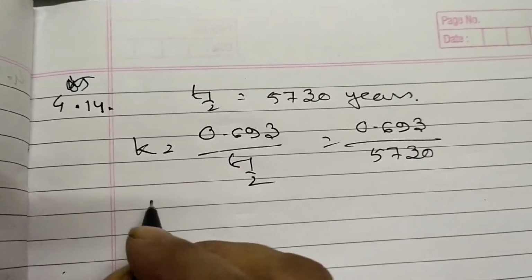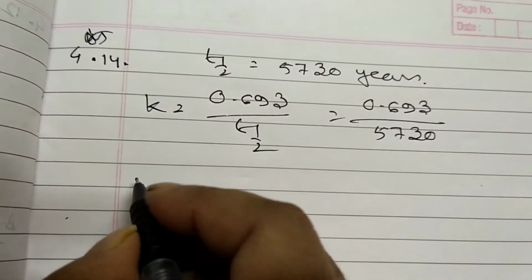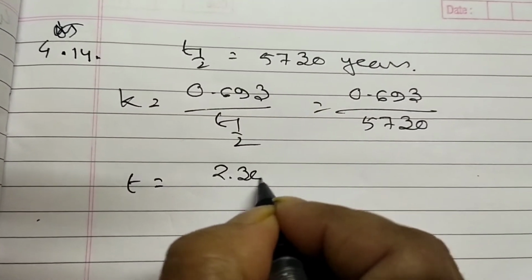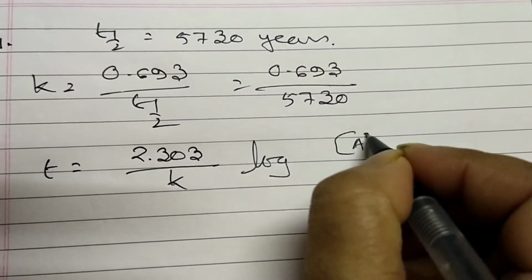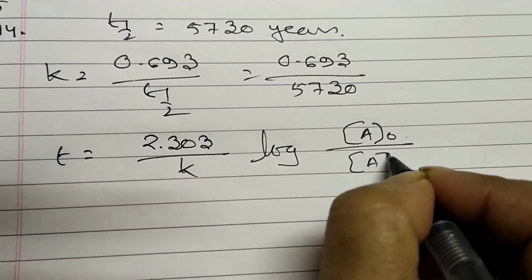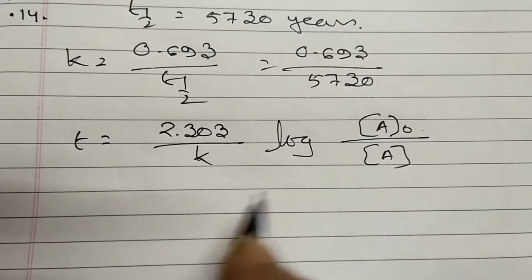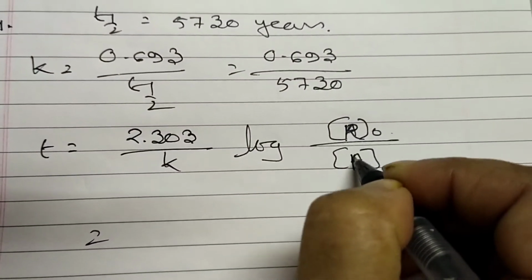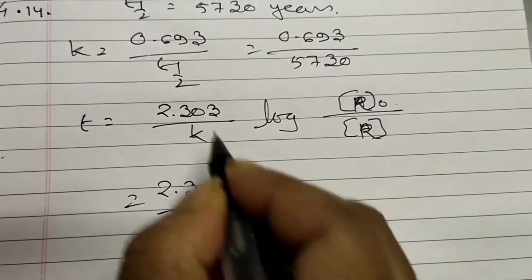Next, this is a first order reaction, radioactive decomposition. So what do we have to write down here? T, we have to find out the formula here: 2.303 by K and log A naught by A, or R naught by A, whatever you can write down. So now here we write R, R naught by R. Okay, so now 2.303, what is the K value here?